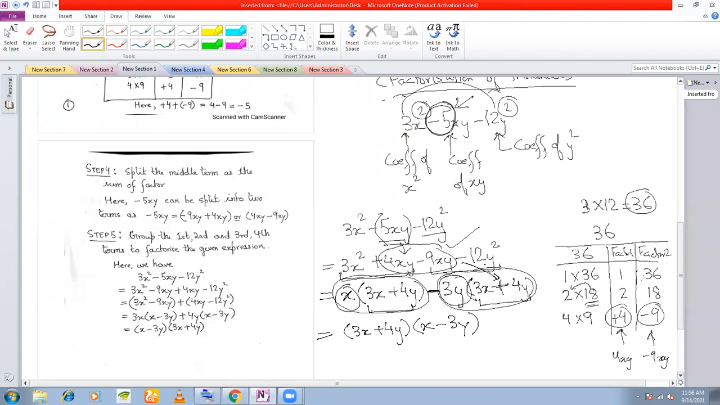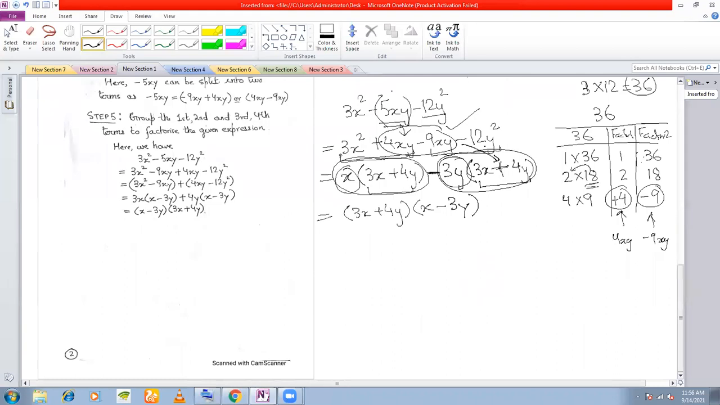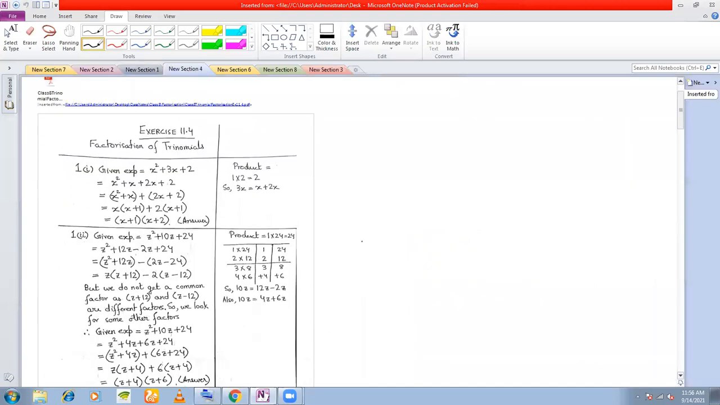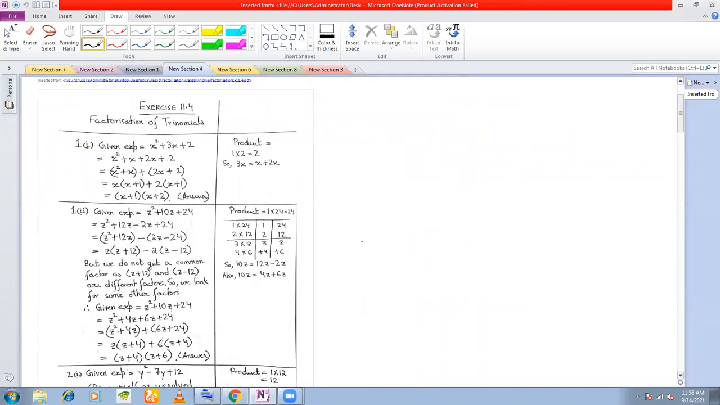We move on. So now that we understand this, we shall now solve some other problems. Okay, look at this: x square plus 3x plus 2.